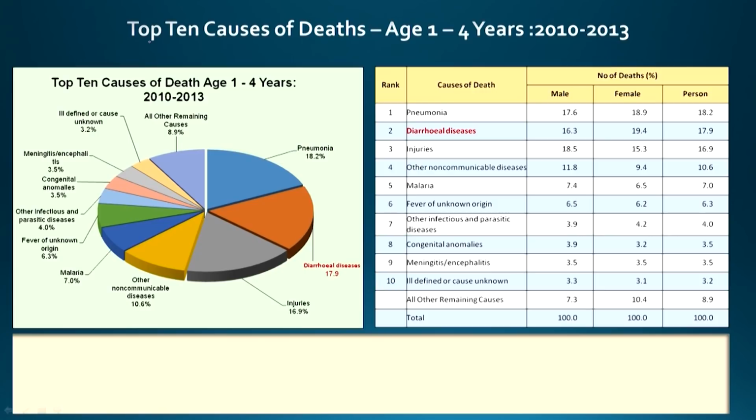But when we look at the top 10 causes of deaths between age 1 and 4, infants just born, again keep in mind the same time period, where do we see diarrheal disease? It almost jumps to 18%. The first one is pneumonia, again with respect to air pollution, and then diarrheal diseases.